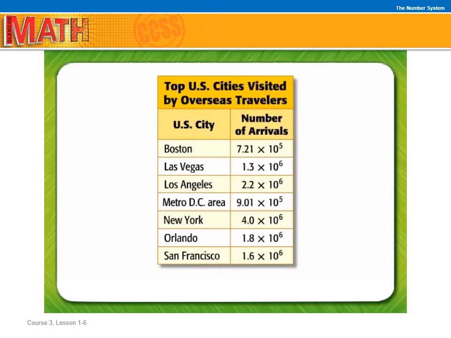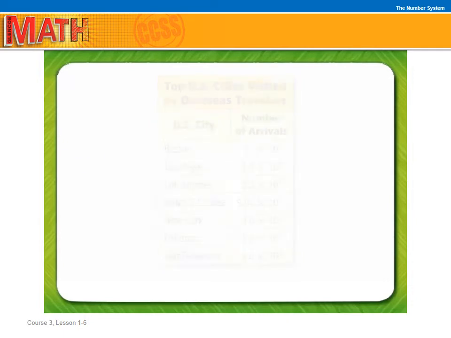Let's check our progress by trying another exercise. The table lists 7 of the top U.S. cities visited by overseas travelers in a recent year. Order the cities according to the number of arrivals, from least to greatest. First, group the cities by their exponents.